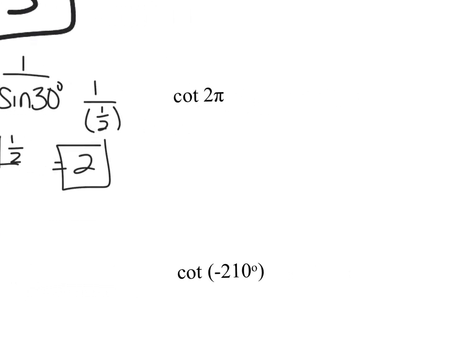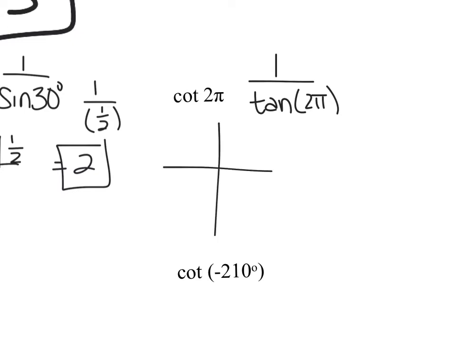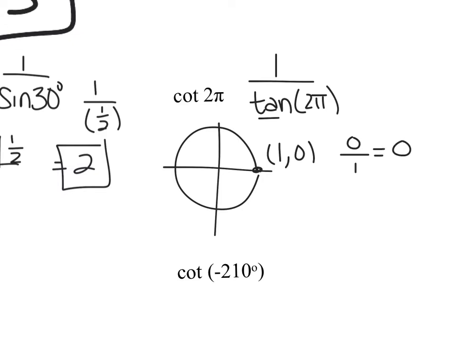Okay, cotangent of 2 pi. So this is the same thing as doing 1 over the tangent of 2 pi. So let's do the tangent of 2 pi. Remember, tangent is just y divided by x. So this is 2 pi, the coordinate is going to be 1, 0. So y divided by x is 0. So this is going to be 1 divided by 0. So cotangent is going to be undefined, because whenever you divide by 0, it's undefined.